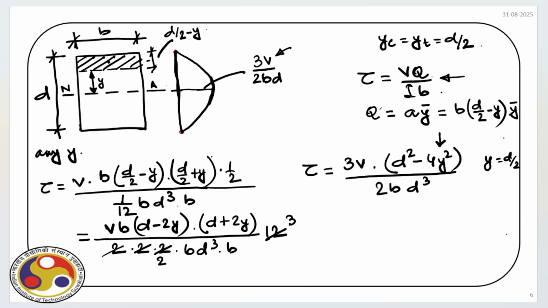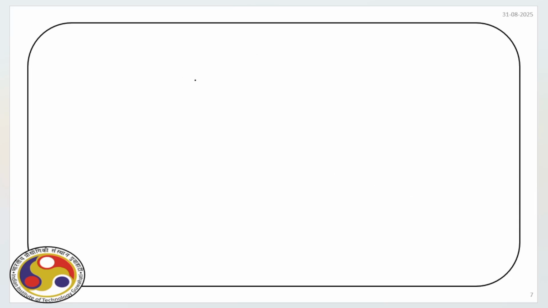Okay, so now we have derived the expression for shear stress for a rectangular cross section. Now not always we have a rectangular cross section. Let us see what happens if we have a different cross section. So for that, let us consider an I section. And for the I section, if you look at the geometry of the section, we have two flanges, one at the top, another at the bottom. And these two are connected by a web.